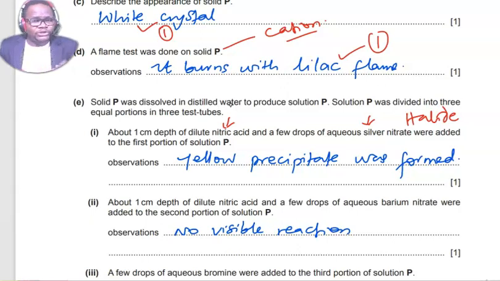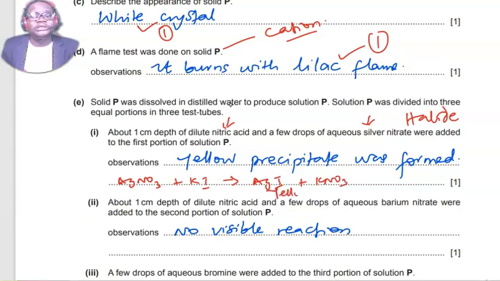So cast your mind back to your qualitative analysis page. When you have silver nitrate reacted with a substance that contains iodide like this, you're going to have a double displacement reaction. You're going to be forming silver iodide and what? And potassium nitrate. And silver iodide is a yellow precipitate. So a yellow precipitate will be observed, will be formed there. So you score your marks for yellow precipitate.